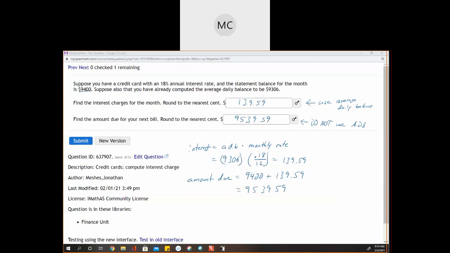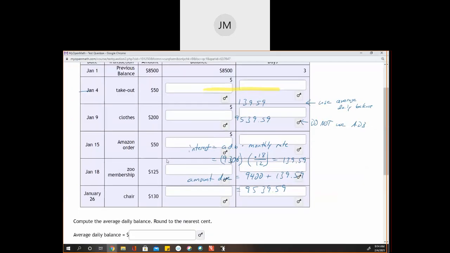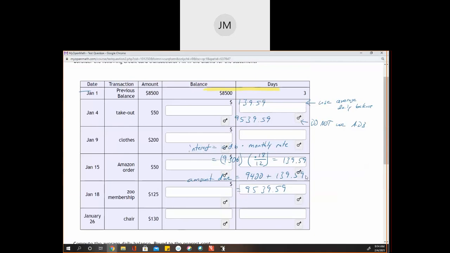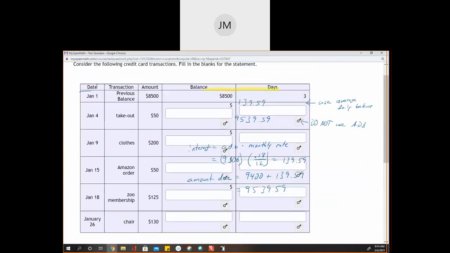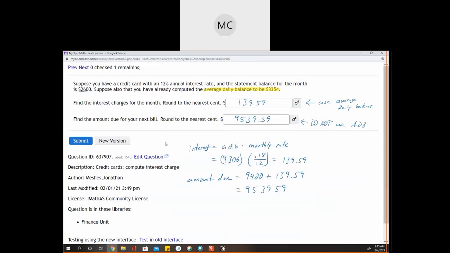No. For this one, you're given the average daily balance, right? We're told that the average daily balance is $3,906. If I wanted to find the average daily balance, I need the actual statement. Like on the previous question, we get the statement, we can see what our balance is on each of these days and how long we had that balance, so we can compute the average daily balance. On this one, since we don't have the statement, we can't compute the average daily balance on our own. So that's why it's given to you.